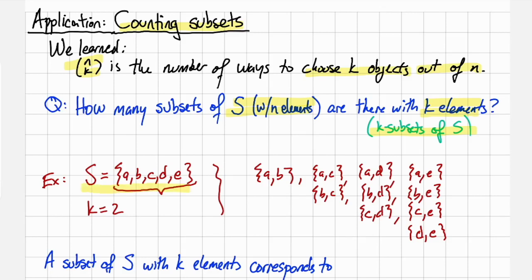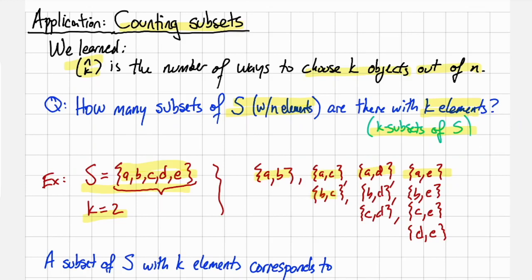Let's consider this set S, the set containing A, B, C, D, E, and let's let k be equal to 2. So we're looking for two subsets of S, or subsets of A, B, C, D, E that contain two elements. Let's write them down carefully. Well, we could choose A and B, or we could choose A and C, or we could choose A and D, or we could choose A and E, and that's all the two subsets that include A.